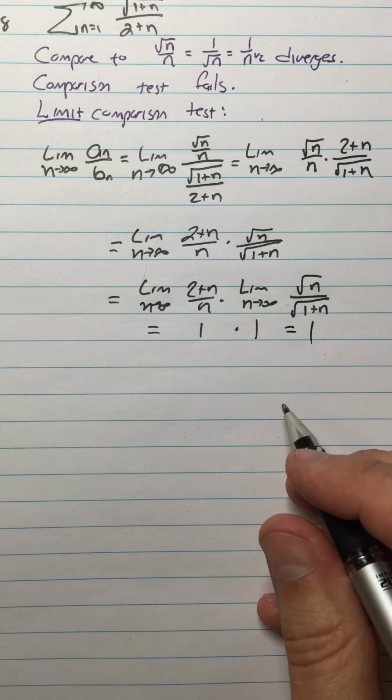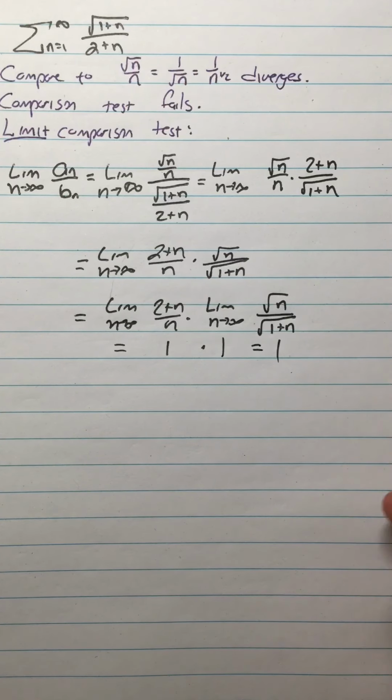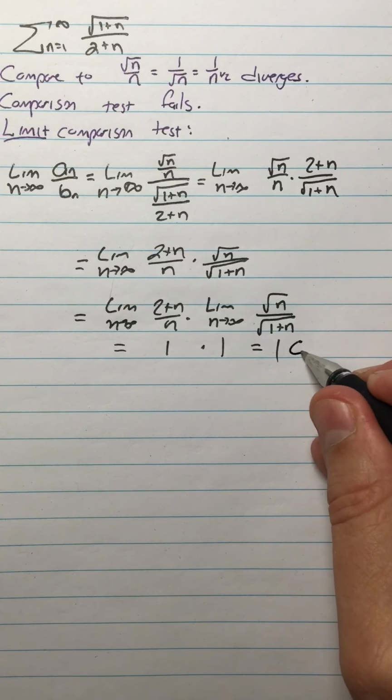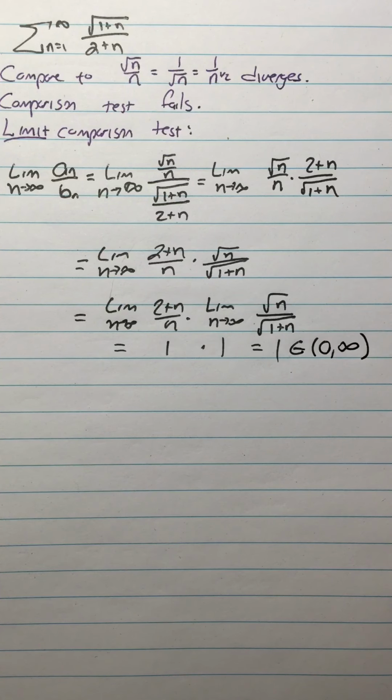All right. Now, what is important about the number 1? The fact that it's positive and finite. So I could say this is an element of 0 to infinity. That's going to be my favorite way to say it. But you could say 1 is a positive finite number, and you would be equally correct. And once we establish that, then what we know is that the sum a sub n and b sub n share either convergence or divergence.